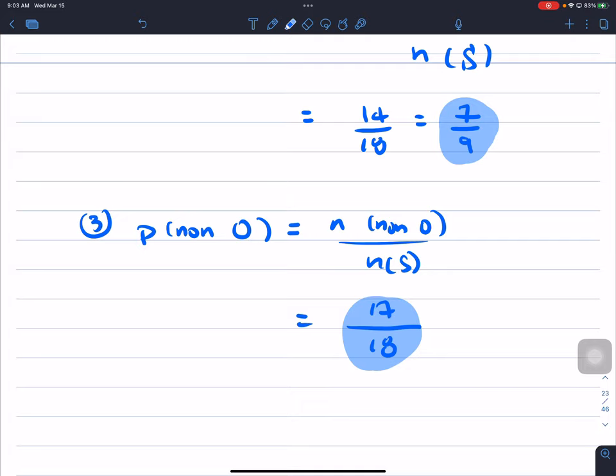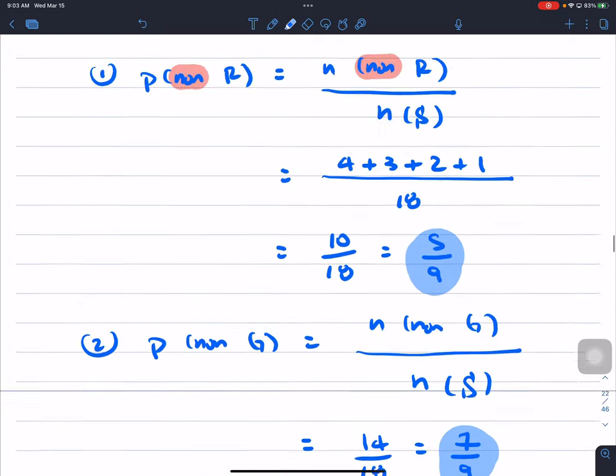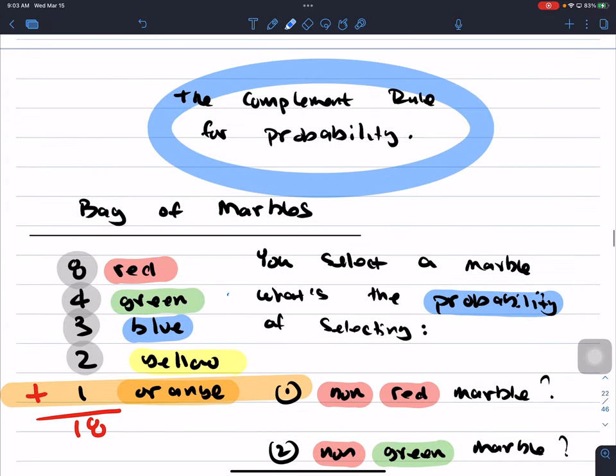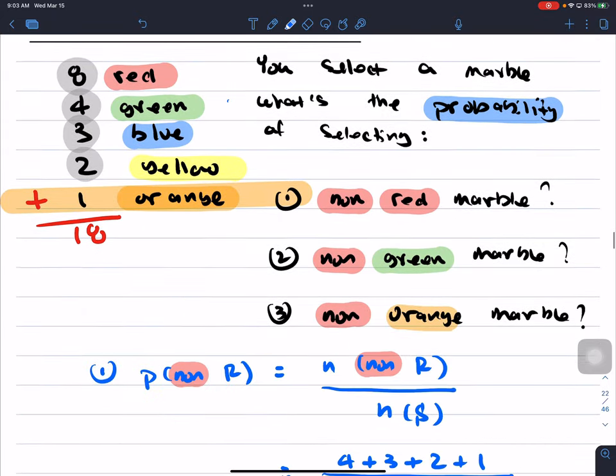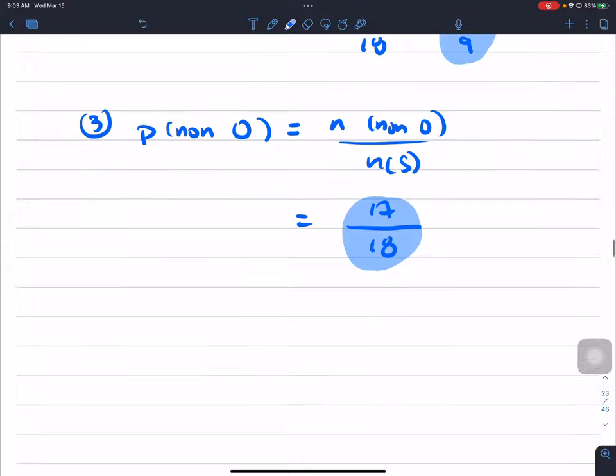Yes. Now, I'm going to say to you guys, today's lecture is on the complement rule for probability. So I have to give you the definition of the complement of an event, and you actually were just looking at it. The complement of event E.